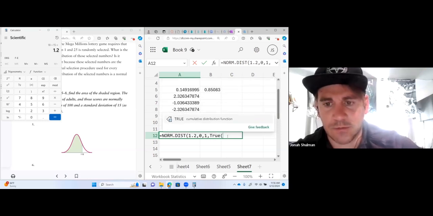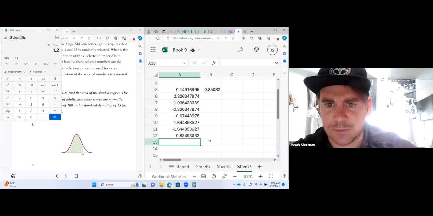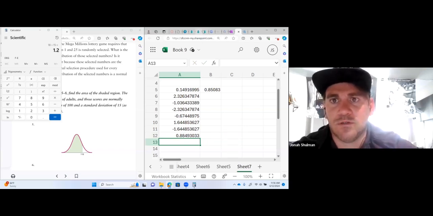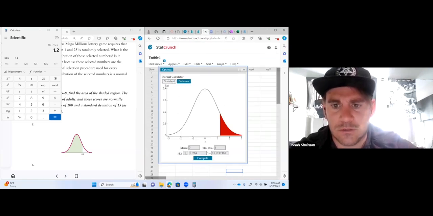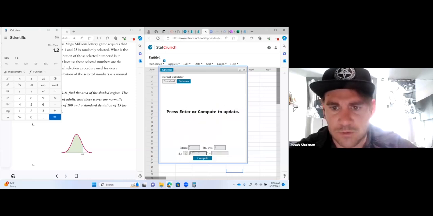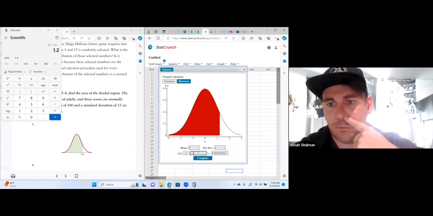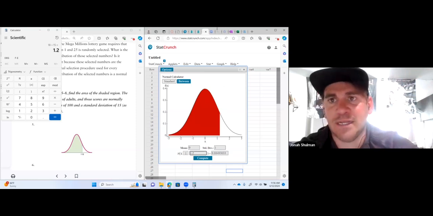We could use the other one, right? We usually use StatCrunch for this, but that's fine. I said it was around 75. It is 88%. We want to use StatCrunch, you can see standard went the other way for 1.2, 88.885 or 88.5%.